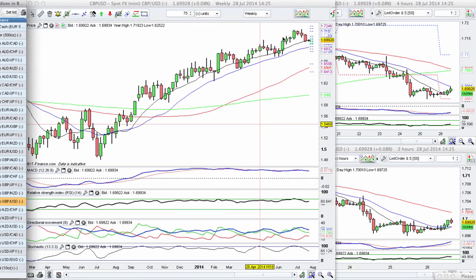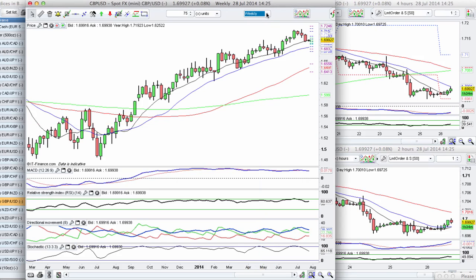We have broken through this level of 1.70, and now we're pulling back into it. We are also converging over here on the RSI, and we are flat on the MACD. Currently, we are a little bit below that 170 level, and that's important to note.